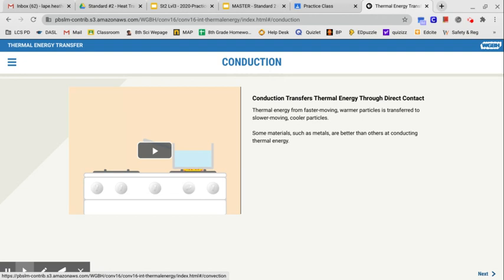Conduction transfers thermal energy through direct contact. So here we have a pot of water directly sitting on top of a flame. So you're going to go ahead and click on this video and you can go ahead and watch that.